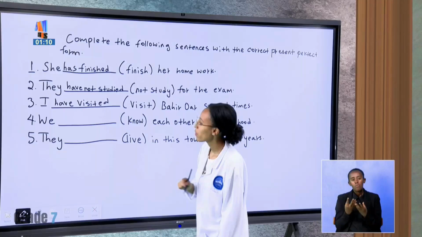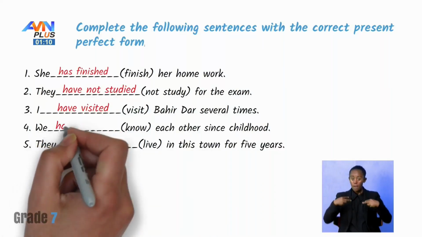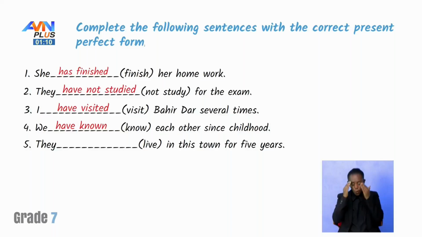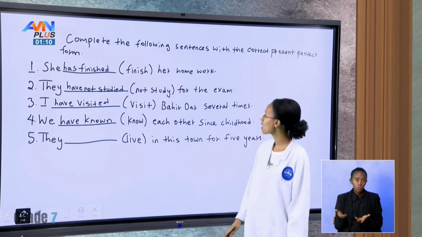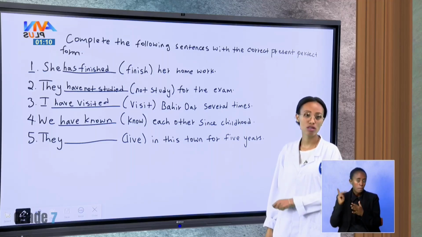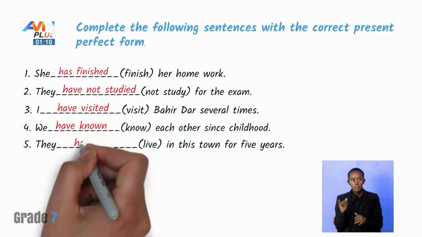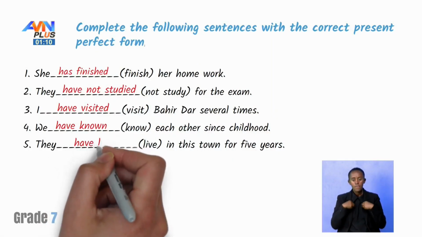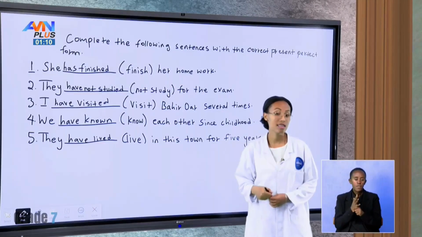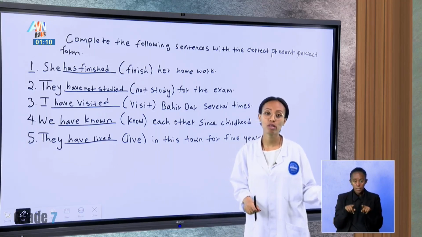Number 4, we have known each other since childhood. Again, this is something that began in the past but still continues to the present. Finally, they have lived in this town for 5 years. Again, this is an action that started a few years back, but is still continuing to the present.